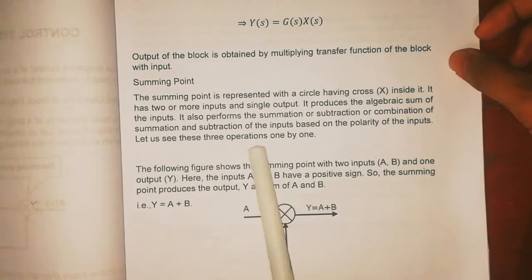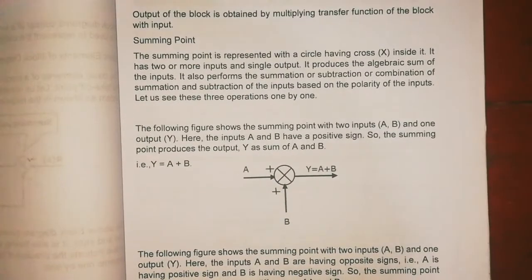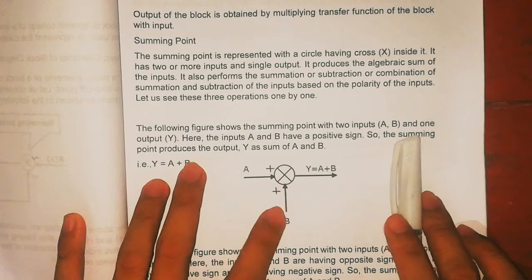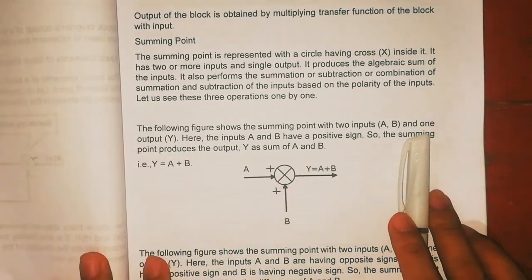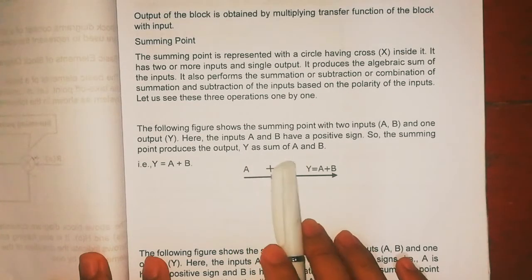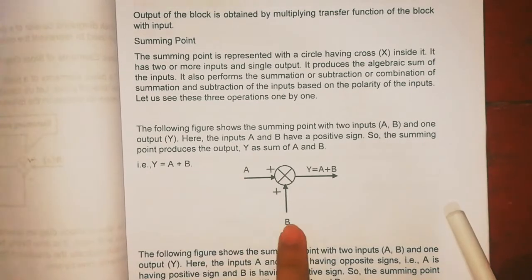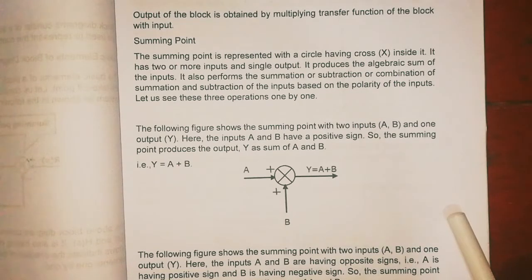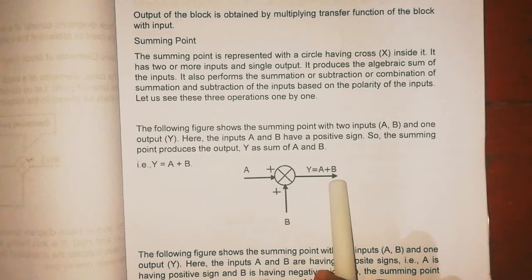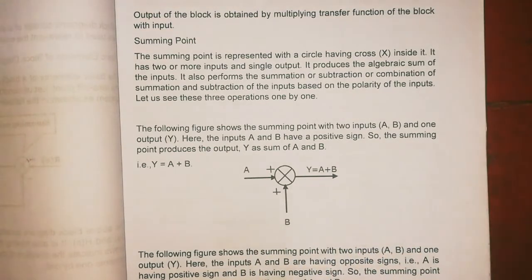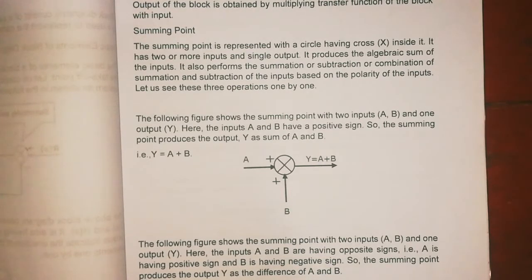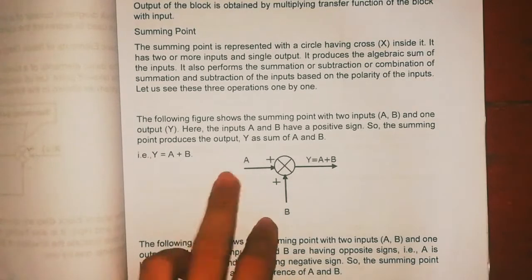So let us see these three operations one by one. The following figure shows the summing point with two input signals A and B. So meron tayong signal na A and B, and one output Y. Here the inputs A and B have a positive sign. So the summing point produces the output as the sum of A and B. So para makuha mo yung output na Y, i-add mo lang siya. So positive plus positive, so positive A plus B. I-add mo lang siya algebraically, depende sa sign.